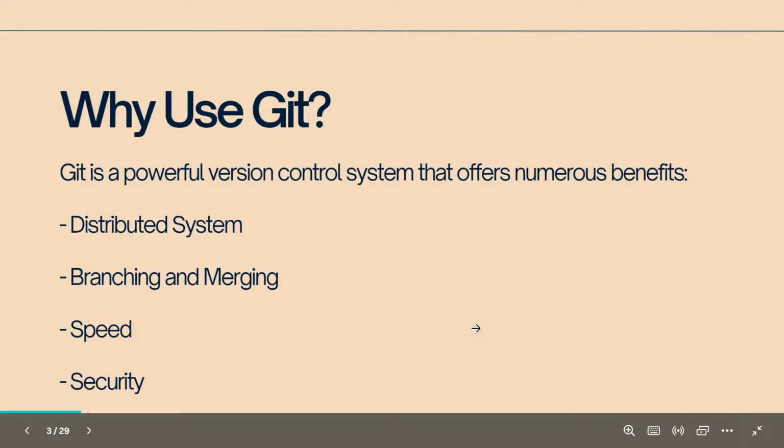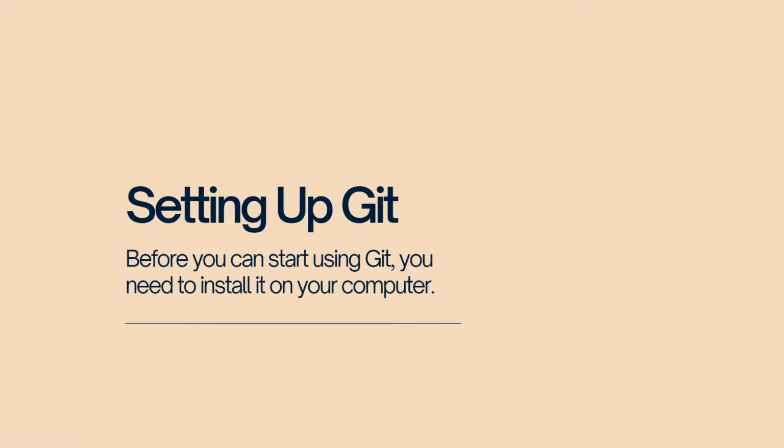So I'll take you through how you can set up Git. Before you start using Git, you need to install it on your computer. To do that, you just go to git-scm and then download Git. Now, I have a separate video on how to install Git, which I will put maybe in the chat. You can check it out for a step-by-step guide because right now I already have it on my computer.